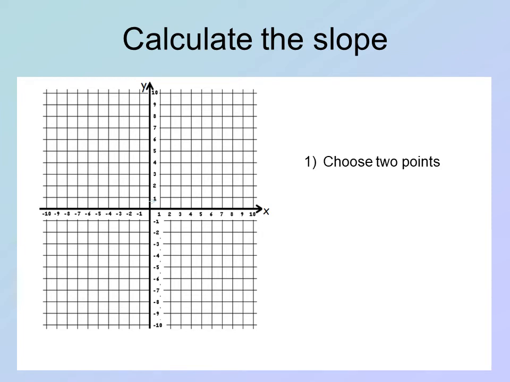Another example, calculate the slope. When they say calculate, it means we use the formula. Choose 2 points from the line. This is the first point, this is the second point. The first point has coordinates (2, 4), the second point (4, 8). Now we will use the formula: slope equals y2 minus y1 over x2 minus x1. So 8 minus 4 over 4 minus 2. The answer will be 4 over 2, which is 2.